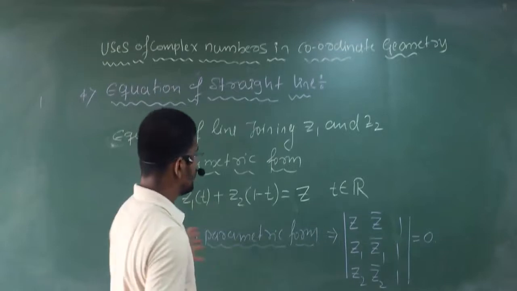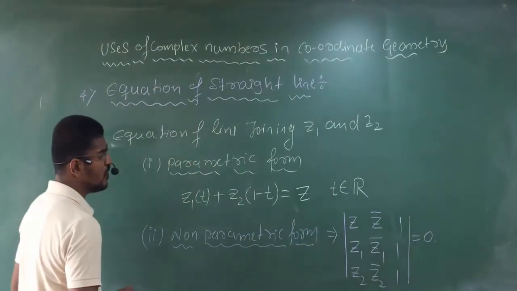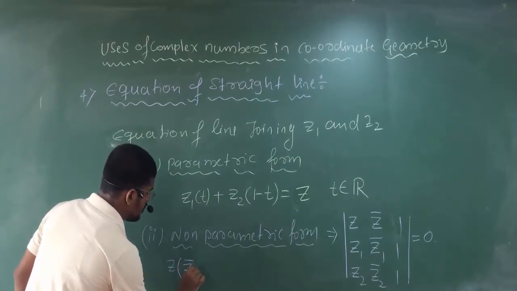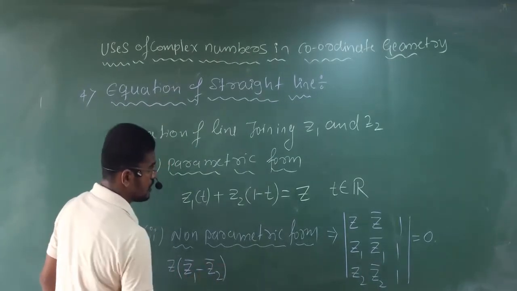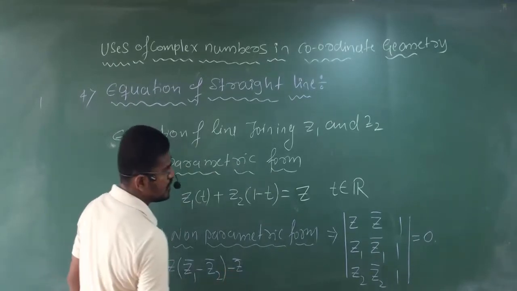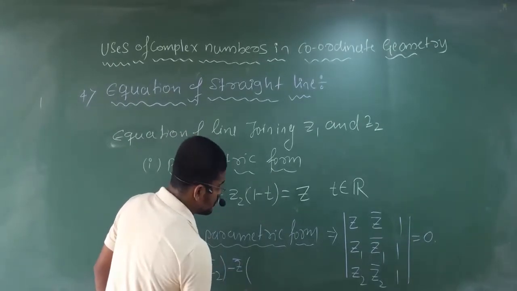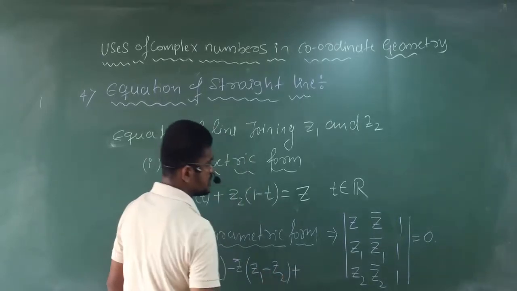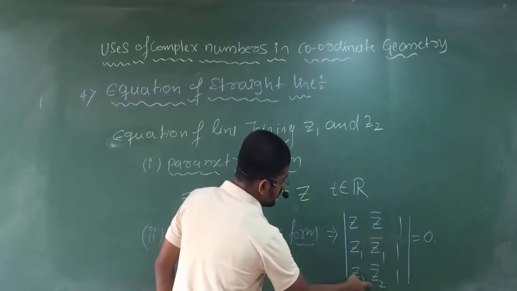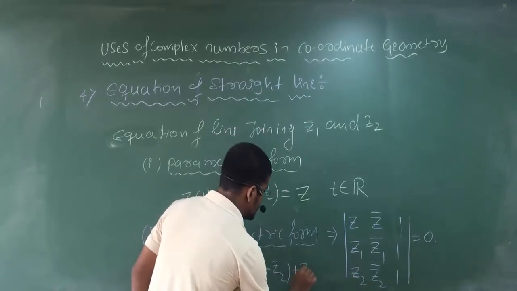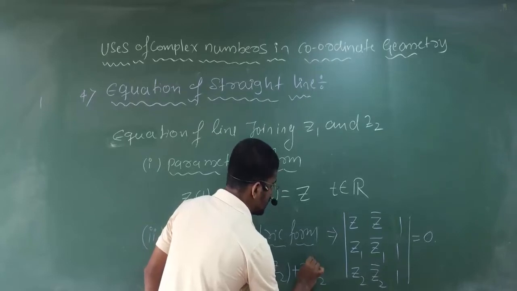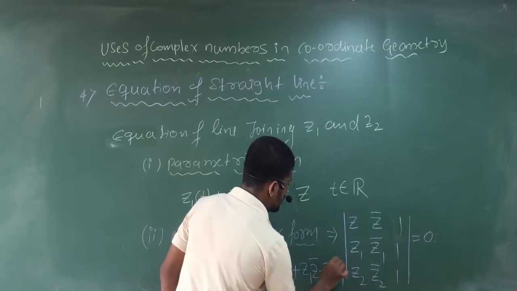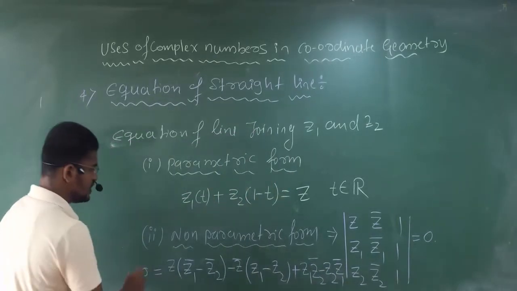So if you solve this type of equation, what will it be? It will be Z into (Z1 bar minus Z2 bar) minus Z bar into (Z1 minus Z2) plus (Z1 into Z2 bar minus Z2 into Z1 bar). That will be equal to 0.